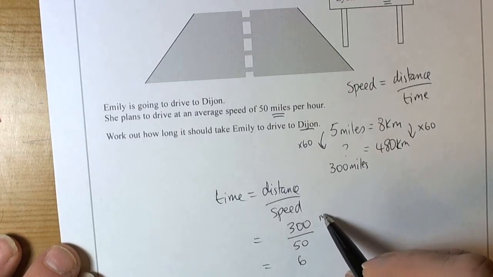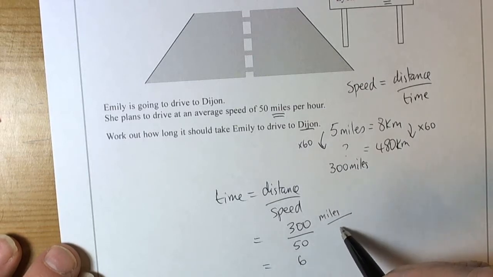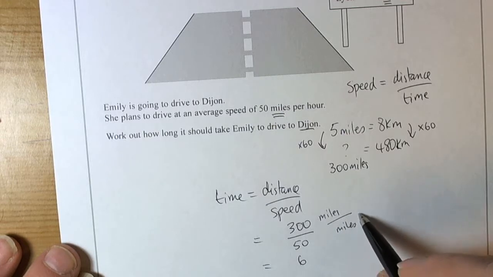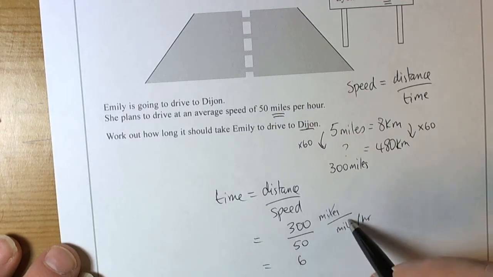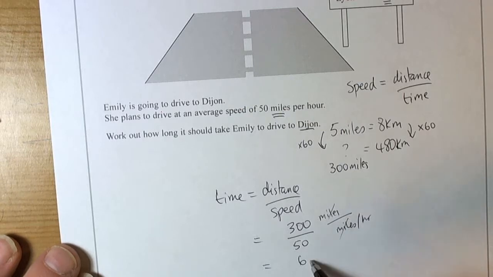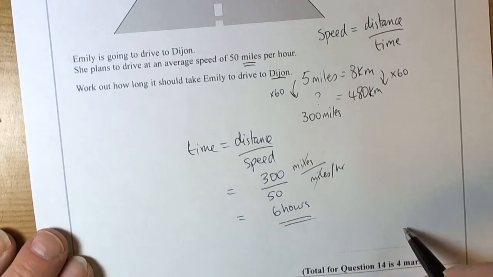Because we were doing a distance of miles and we were dividing by miles per hour, then the miles cancel each other out and, dividing fractions, the hours will come to the top, so the units will be 6 hours. So the answer here will be 6 hours.